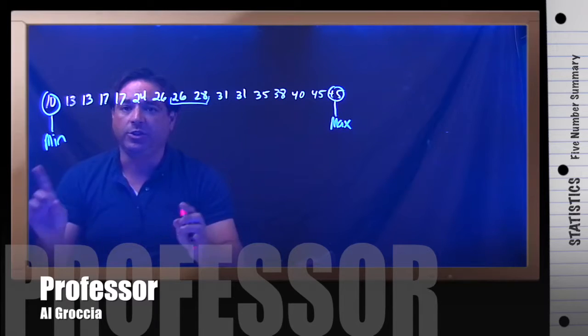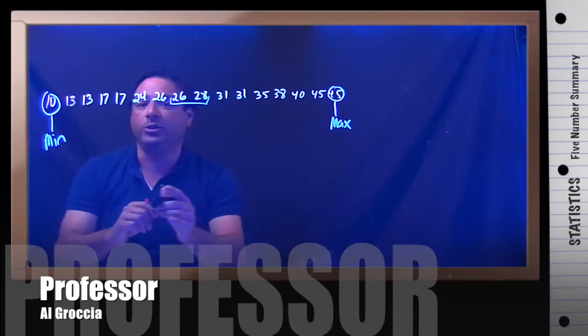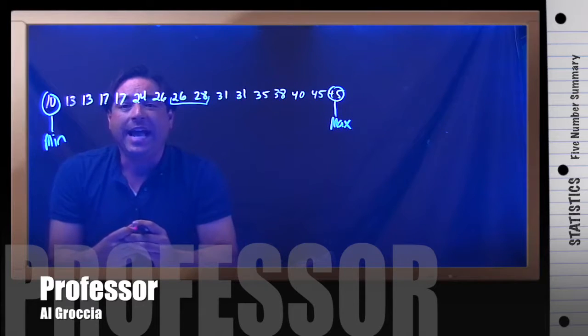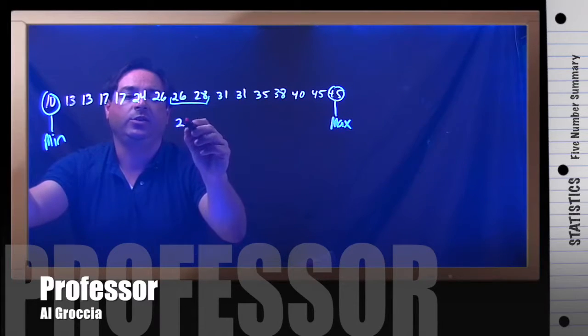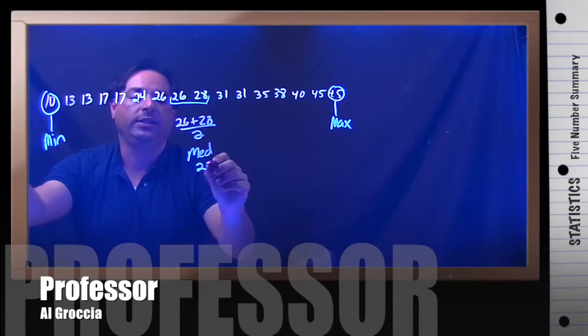Okay? Some people like to do a little finger method, and it's between those two. So what we're going to do is take the average of the two numbers. So we take 26 plus 28, divide by 2, and we would find our median of 27.